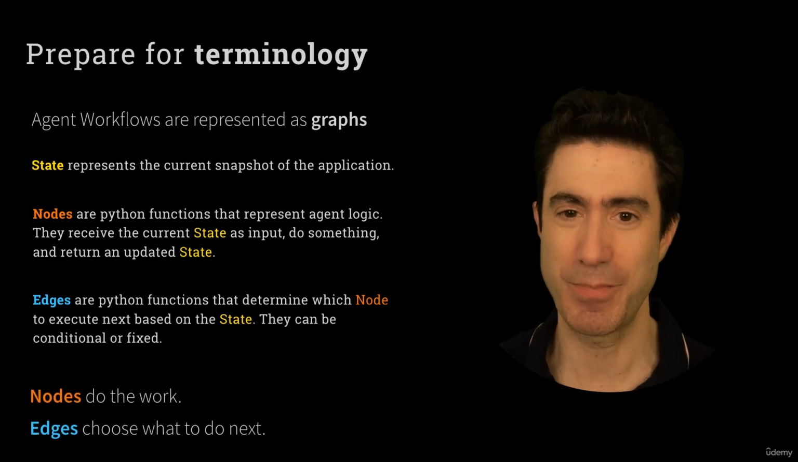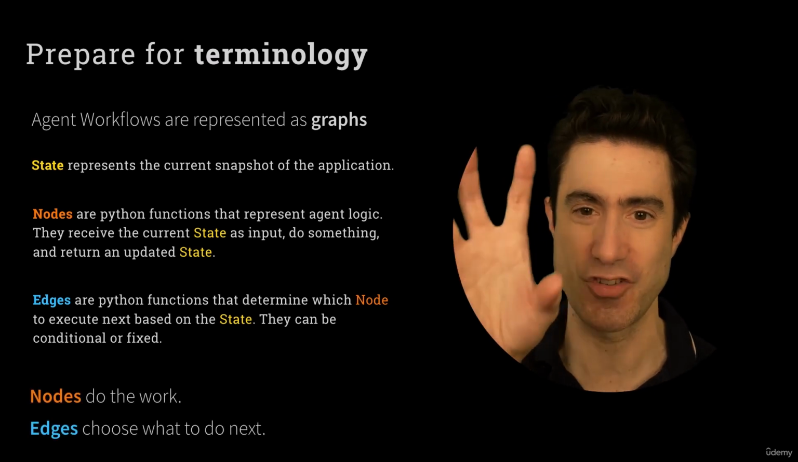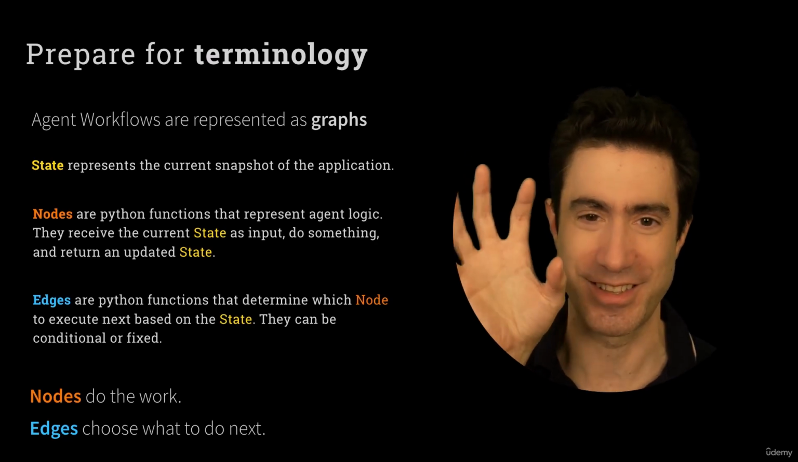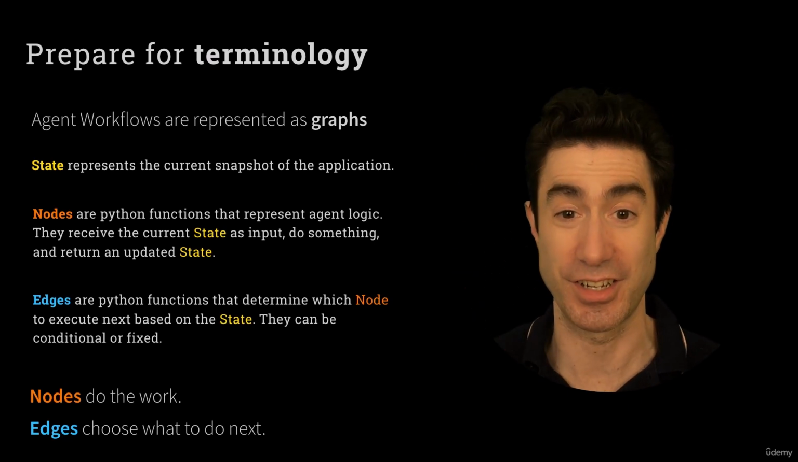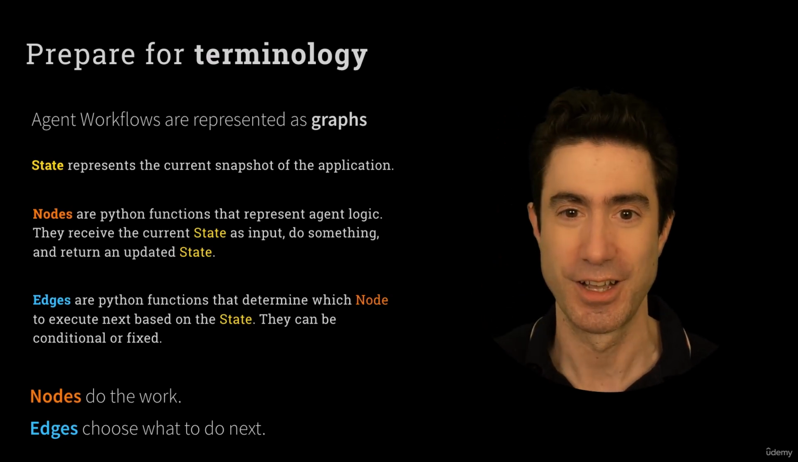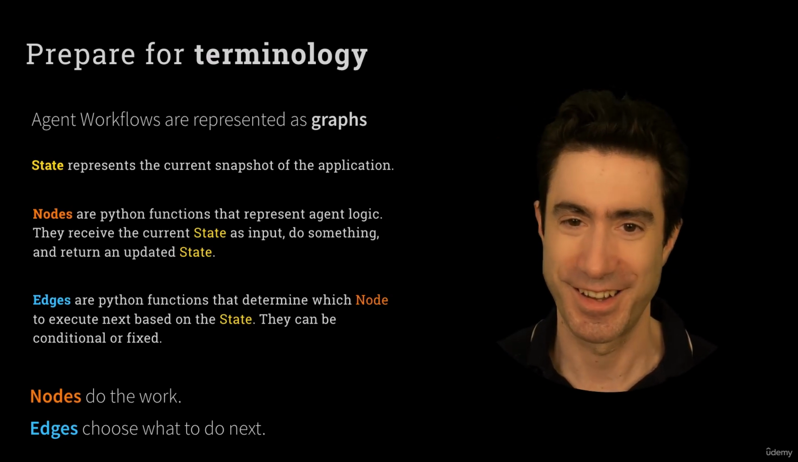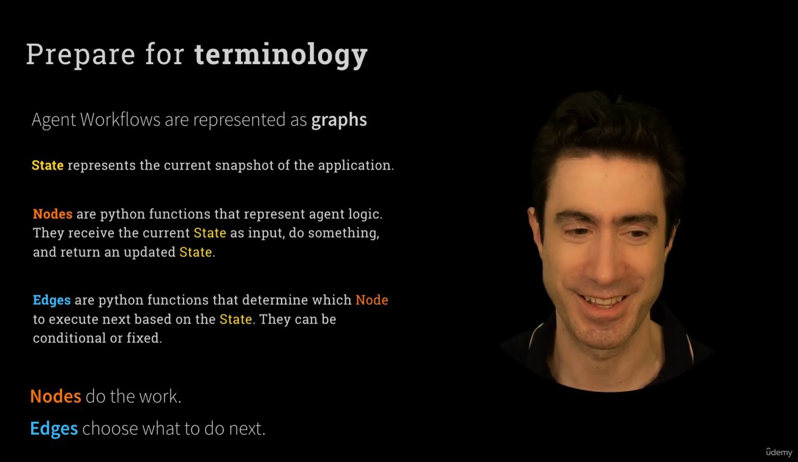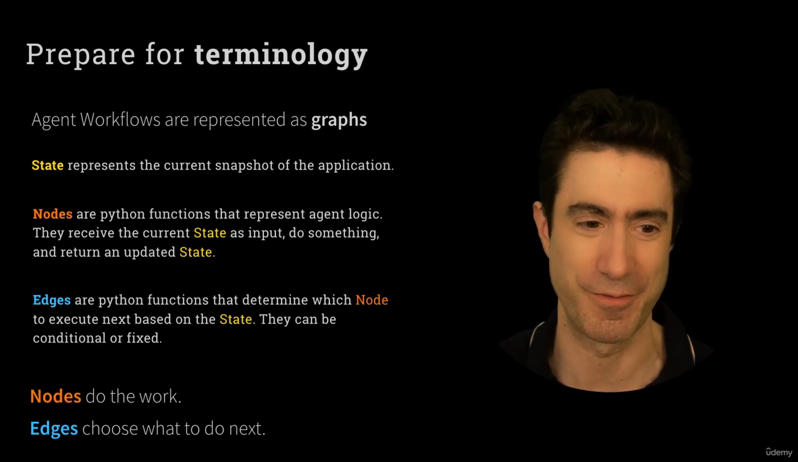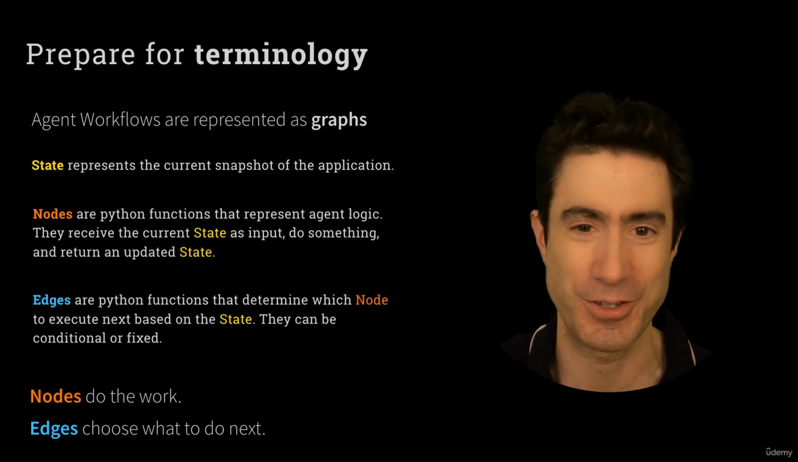And then simply put, nodes are the things that do the work. They are the things that carry out tasks. They do stuff. And edges are the things that determine, okay, that stuff was done. What's the next stuff that should be done? And that's all there is to it. That's the main terminology. There are a couple of other things, but this is the core stuff. So if you've got this, then you're most of the way there with LangGraph.